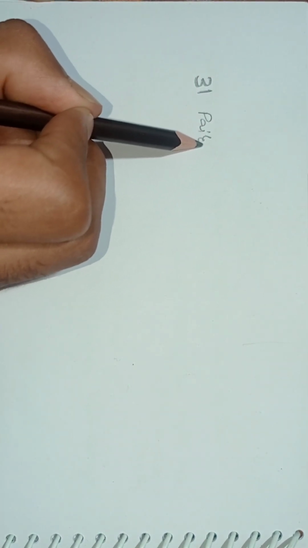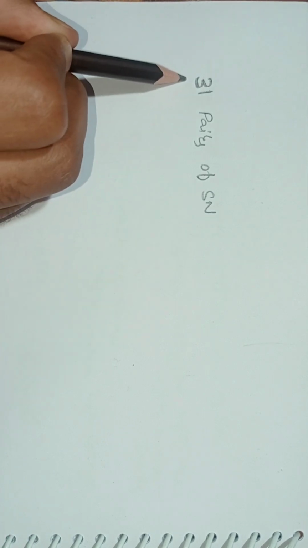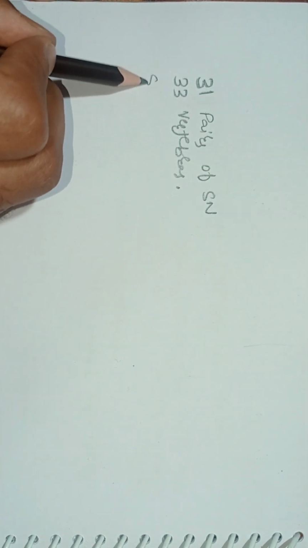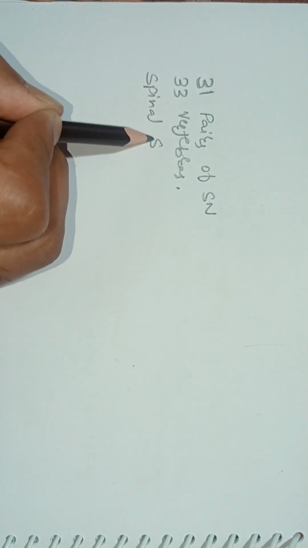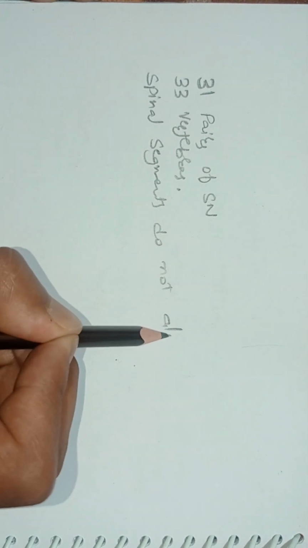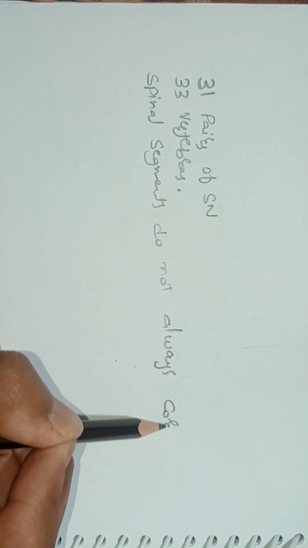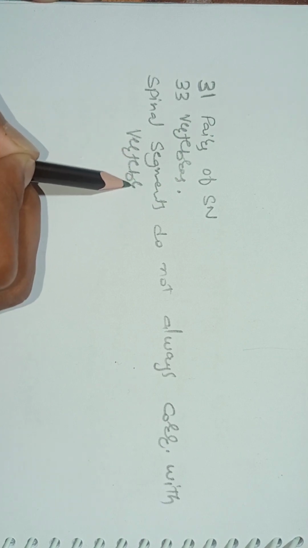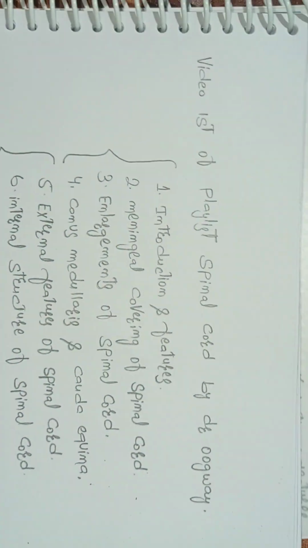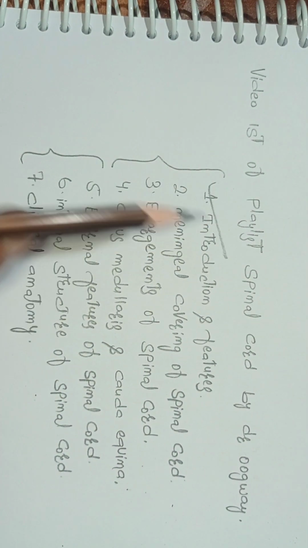One more point in the spinal cord: as we know, there are 31 pairs of spinal nerves, clearly. And how many vertebrae? We have 33 vertebrae. So we can say that spinal segments do not always correspond with vertebrae, clearly.